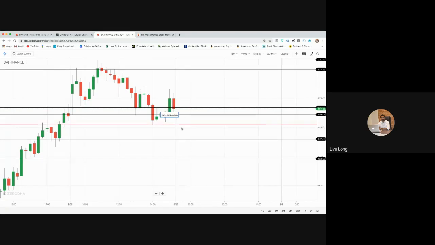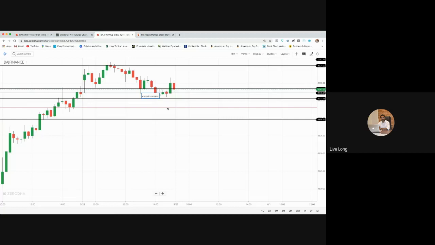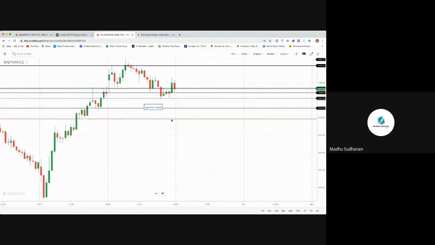Now, calculating your reward. The easiest way to calculate your reward is to find where the next level is. If the price breaks below this level, I realize that the stock has a level over here. So this would be the first target I can check out for. Followed by this, there is a level over here. This could be the second target. First target, second target, purely based on price.